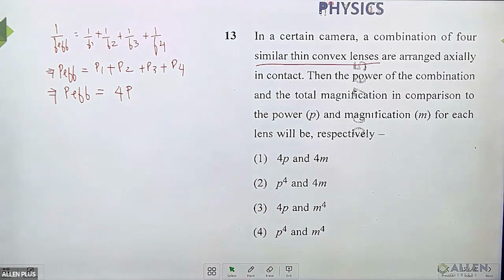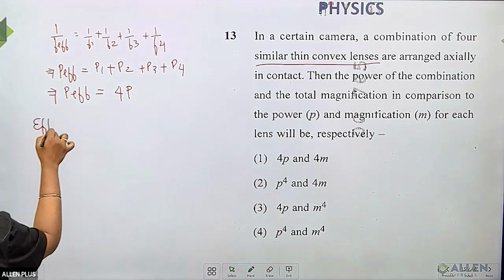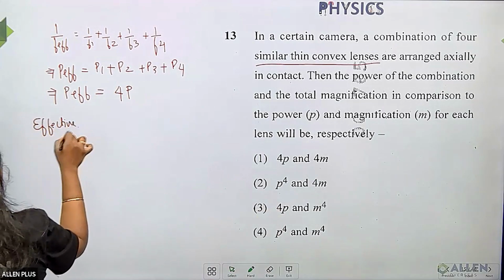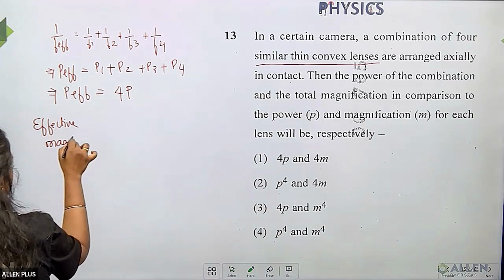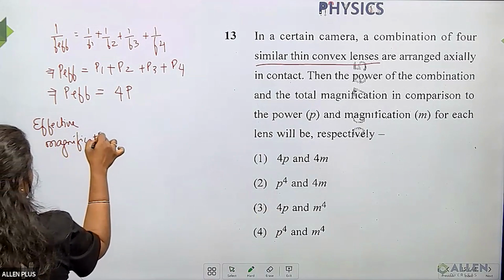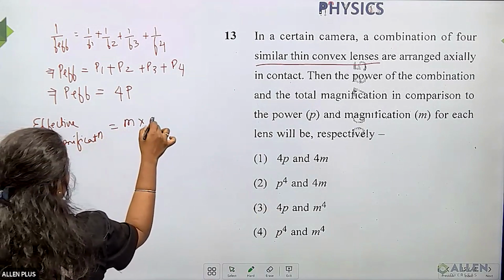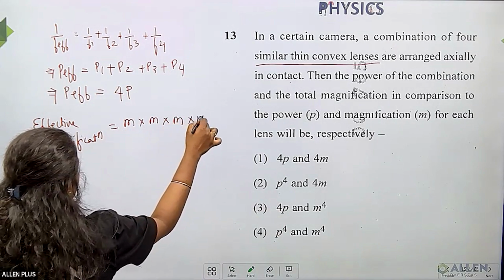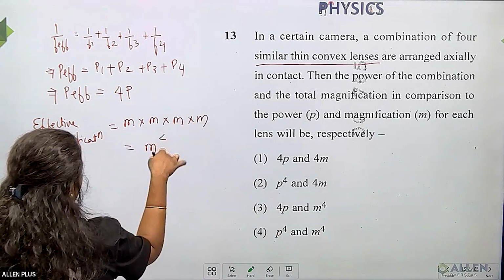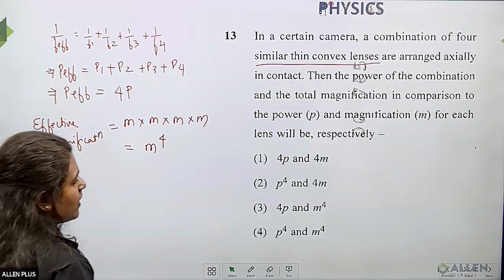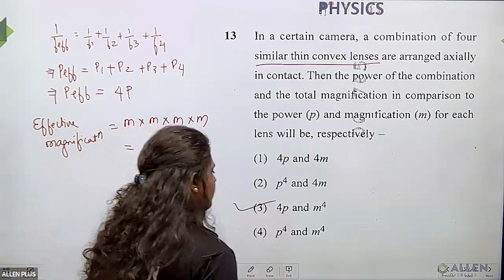The next thing they're asking is the effective magnification of the arrangement. The effective magnification can be obtained from m into m into m into m, which is equal to m to the power 4. So the correct answer is option 3.